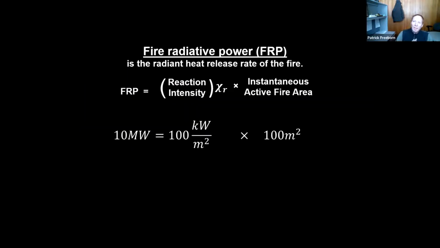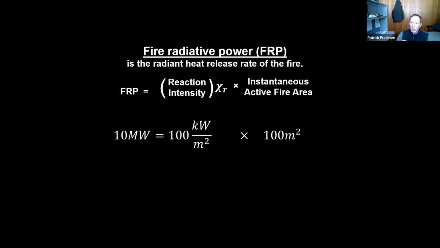So fire radiative power is the rate at which radiant heat is released from the fire, and it can be considered the product of the reaction intensity scaled by the radiant fraction and then multiplied by the instantaneous active fire area. And if you're keeping track of units, reaction intensity has units of kilowatts per meter squared, and the instantaneous active fire area has the units of square meters.